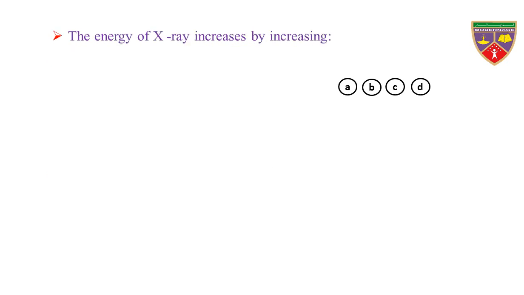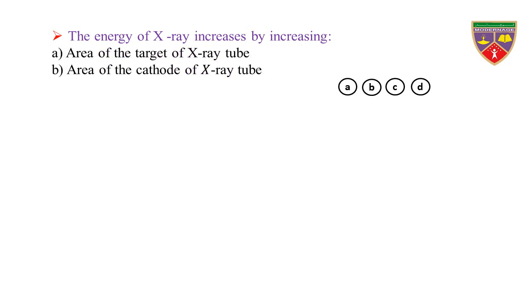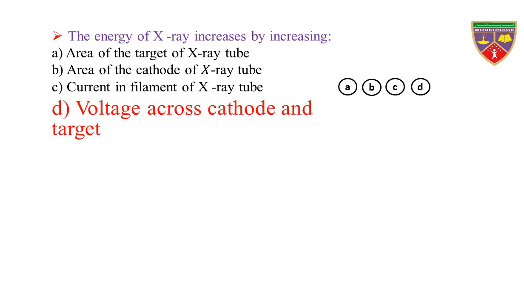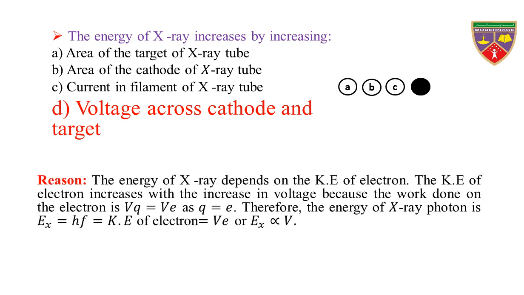The energy of X-rays increases by increasing: Option A, area of the target of the X-ray tube. Option B, area of the cathode of the X-ray tube. Option C, current in the filament of the X-ray tube. Option D, voltage across cathode and target. The key is voltage across cathode and target. Therefore, the correct option is D.